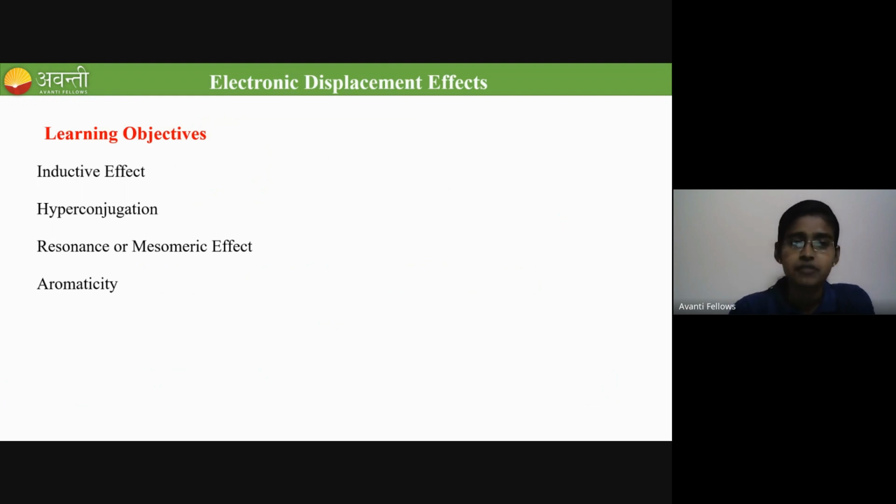The first effect is inductive and the second is hyperconjugation. Third is your resonance effect and last one is aromaticity. That is a separate topic that will not come under this electron displacement effect. Among these three effects, in the last class, I discussed the inductive effect and hyperconjugation with you. So for today, we are going to start with the resonance or mesomeric effect.